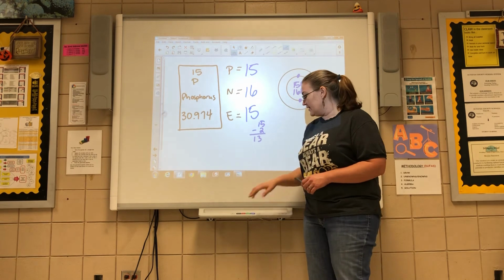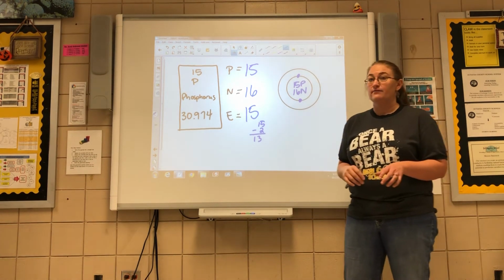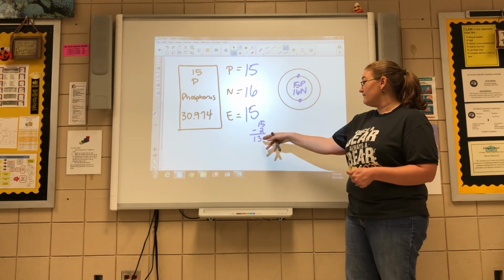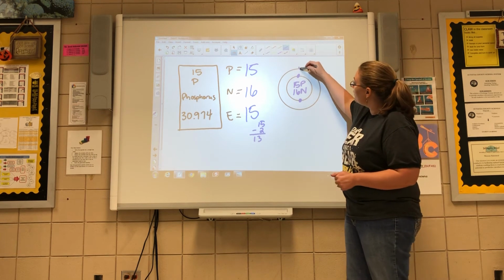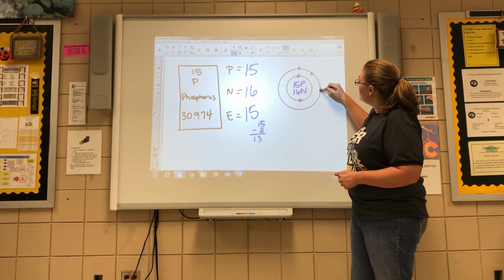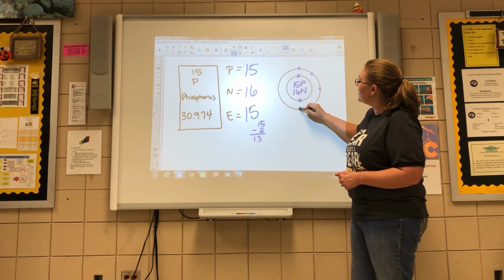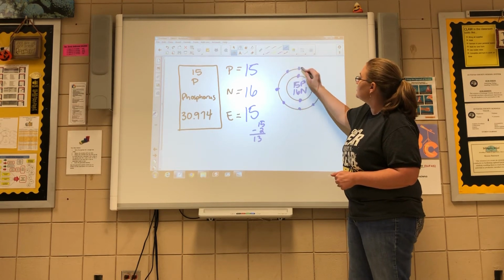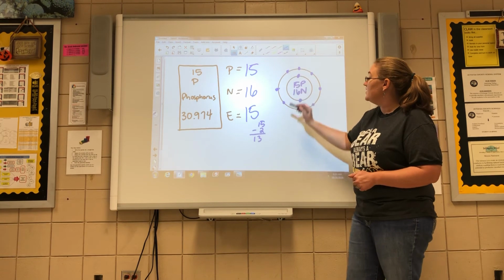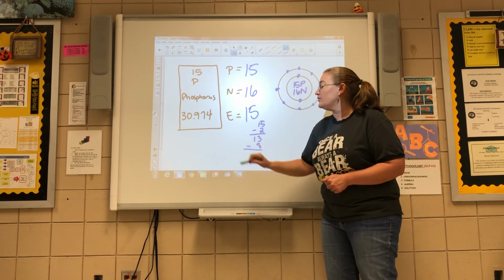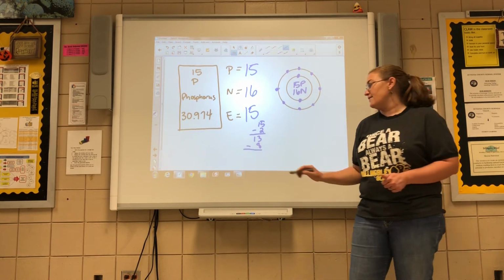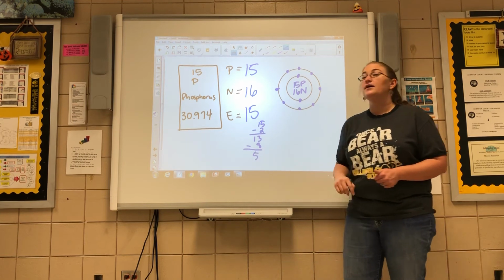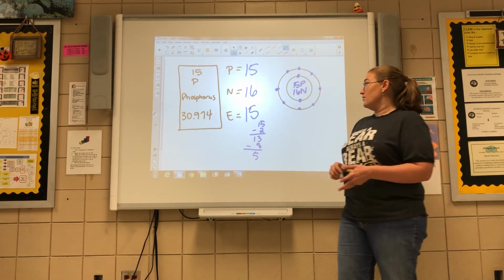How many electrons can go in the second layer? 8. And I have more than 8 to put in there, so I'm going to put 8: 1, 2, 3, 4, 5, 6, 7, 8. So now I've used 8. How many do I have left? 5. Where do they need to go? On the third layer.